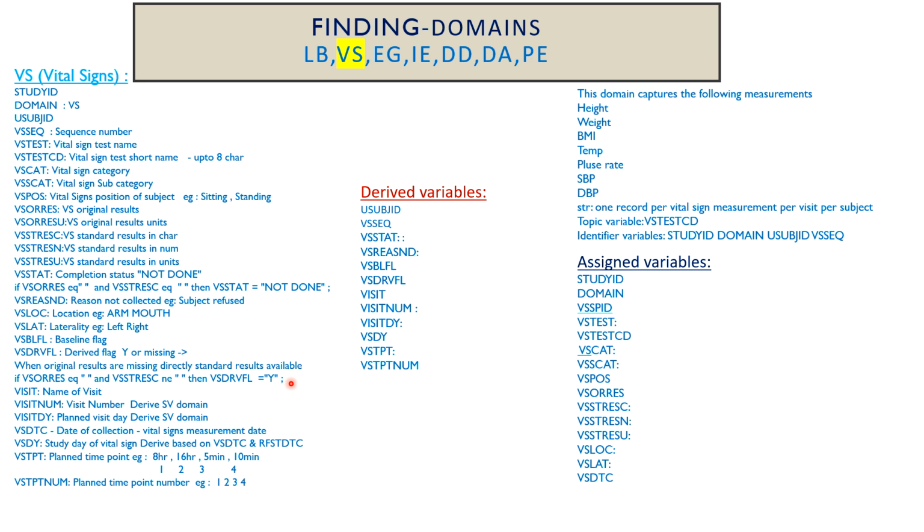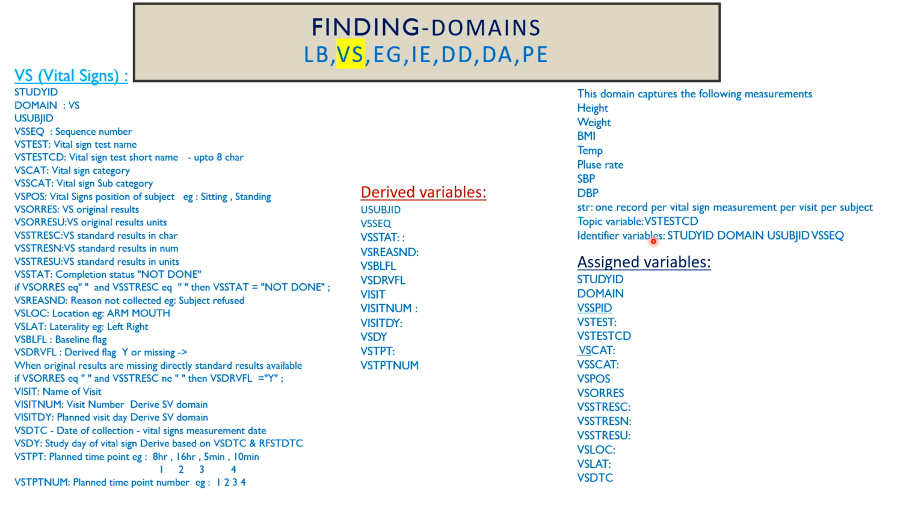So in findings domains, the second domain is VS. VS is nothing but vital signs. Vital signs are things like height, weight, BMI, temperature, pulse rate, SBP, DBP. These we can call vital signs. This domain captures this data: height details, weight details, pulse rate details, systolic blood pressure and diastolic blood pressure. All this data will be captured in the VS domain.